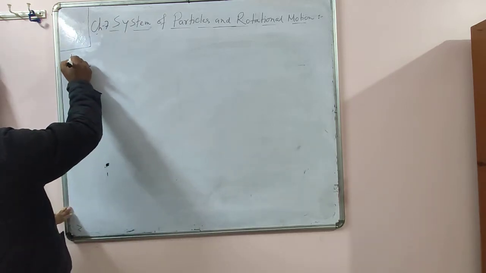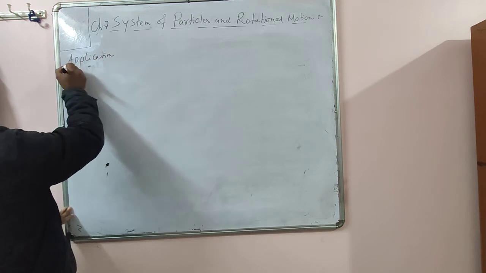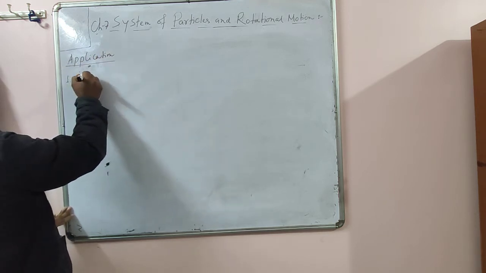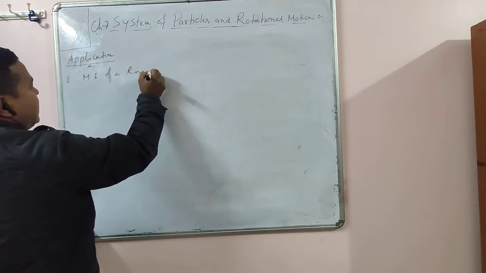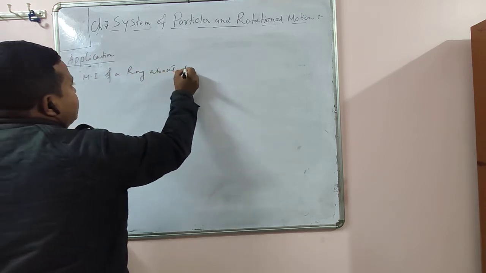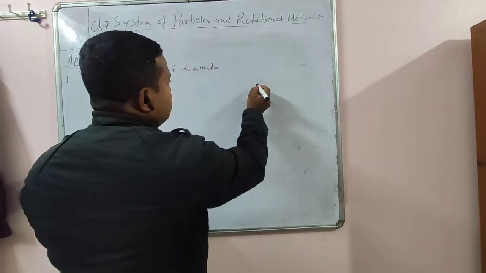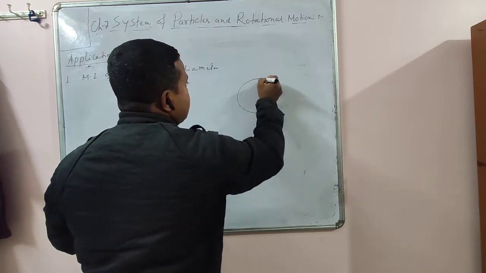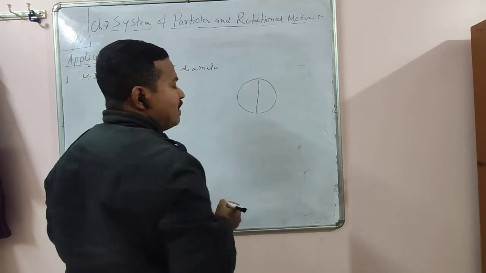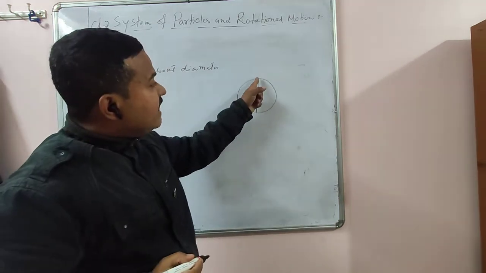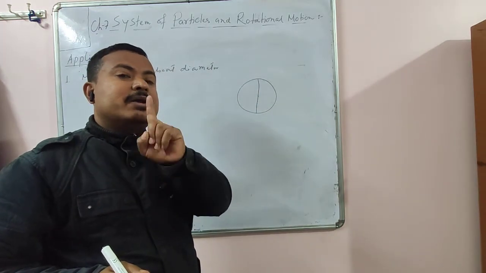Now come to the application part. First, let me find the moment of inertia of a ring about its diameter. So this is the ring, suppose, and this is a diameter. You want to find it about the diameter. Your given axis is passing through the center, so we will apply the perpendicular axis theorem.